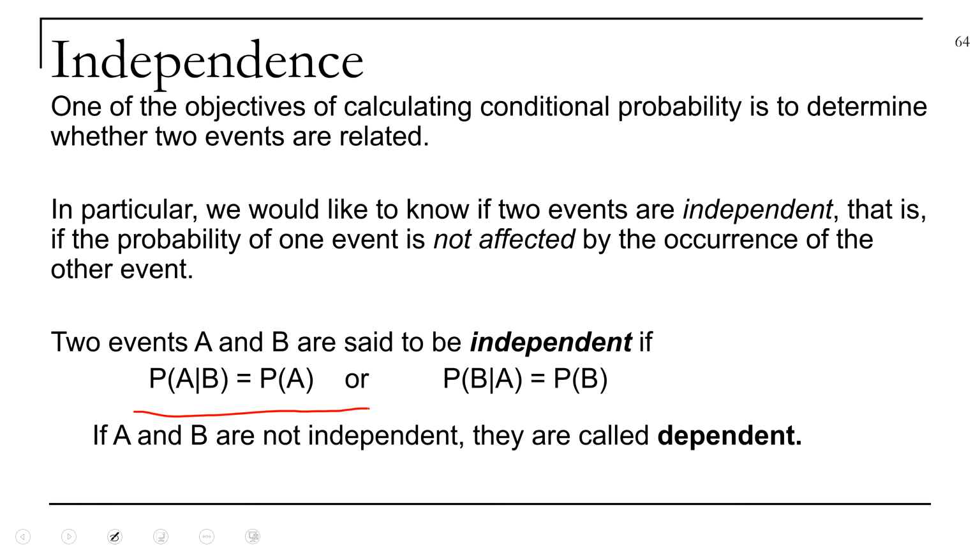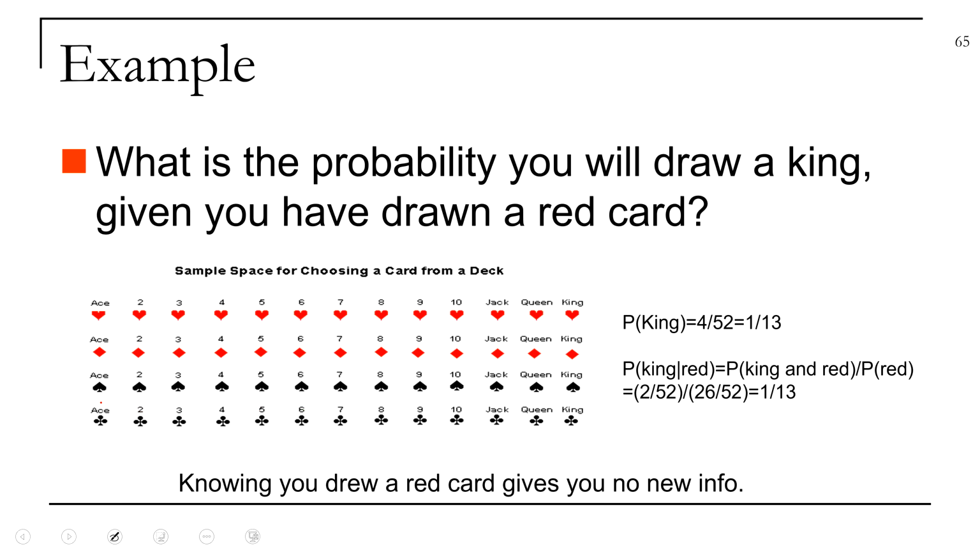If that equality does not hold, we say A and B are dependent. So basically what this is saying is, given that B happened, does that affect the probability of A? If given that B happened, the probability of A is not affected, does not change, we would say A and B are independent. If the probability does change, we would say A and B are dependent.